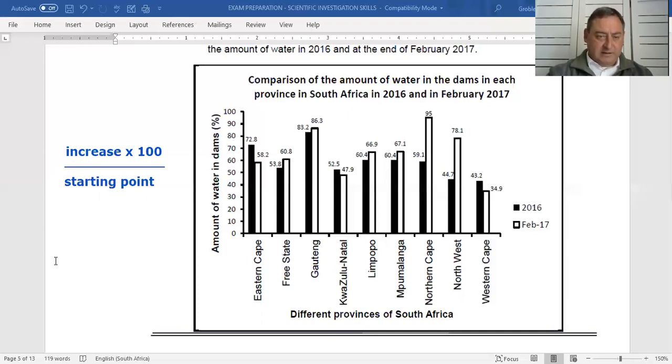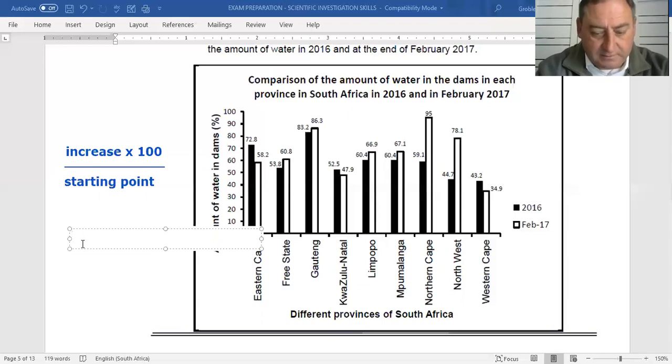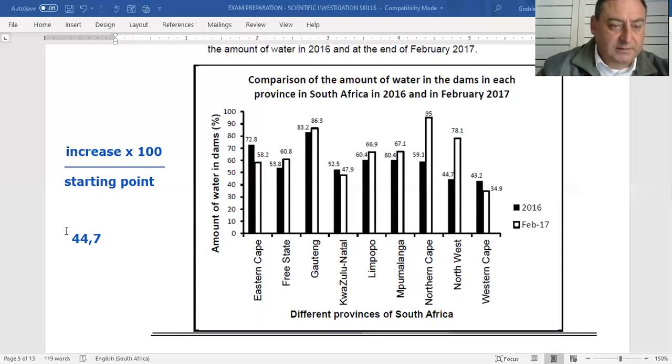So what will I write at the bottom? Will I not write 44.7? Because that's the starting point. At the top, what will I be writing at the top? I must write the increase. Now, what is the increase in Northwest? Because we're dealing with Northwest, so I must go find it. Increase from 44.7 to 78.1.